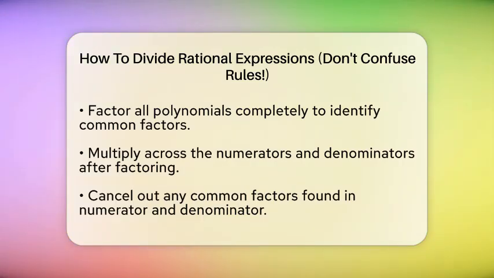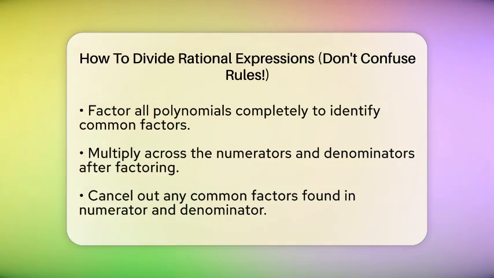After factoring, multiply across the numerators and then across the denominators. This step is straightforward once everything is factored. Just multiply all the numerators together and all the denominators together.